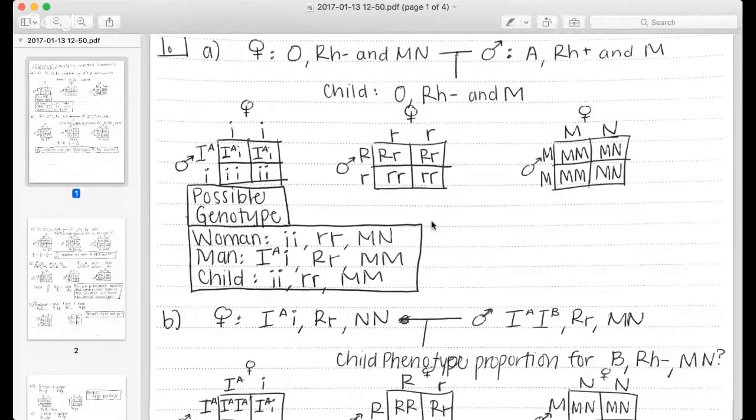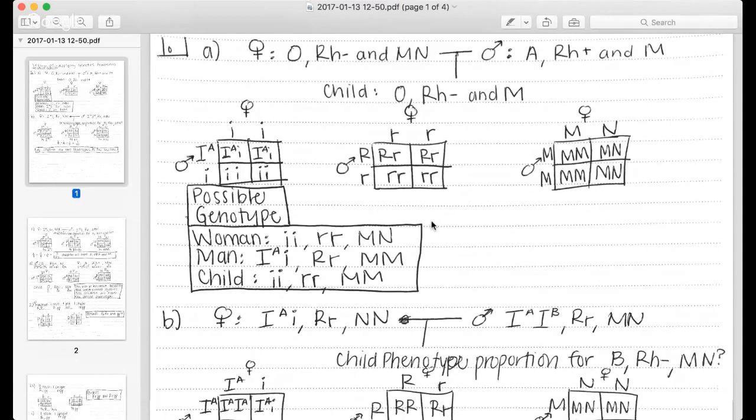Great. So, Connor and Heather, yeah, that's how it's going. For the first one about the blood types, it says a child with blood types O, Rh negative, and M is born to a woman who has blood types O, Rh negative, and MN, and a man who has blood types A, Rh positive, and M. Determine a possible genotype for each parent and for the child.